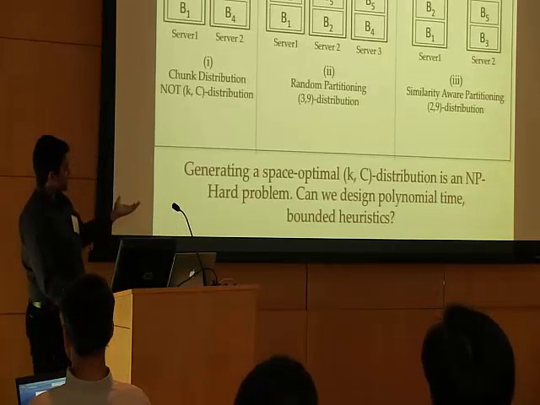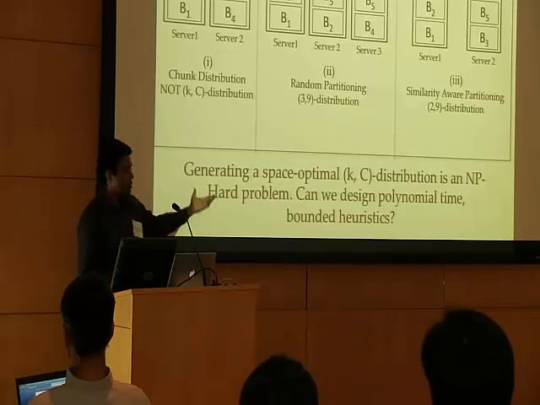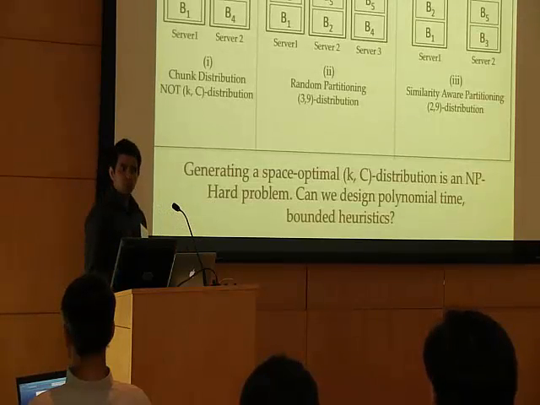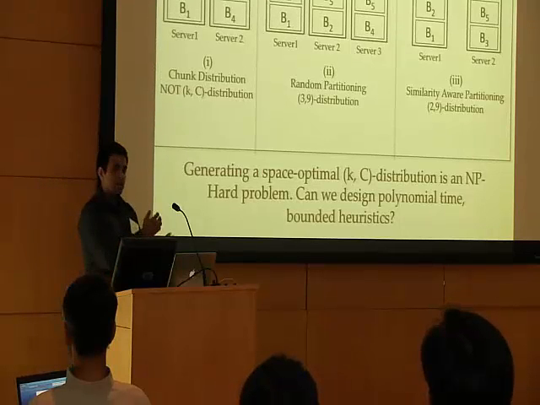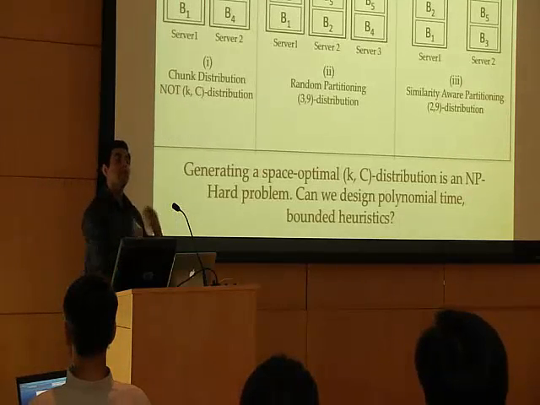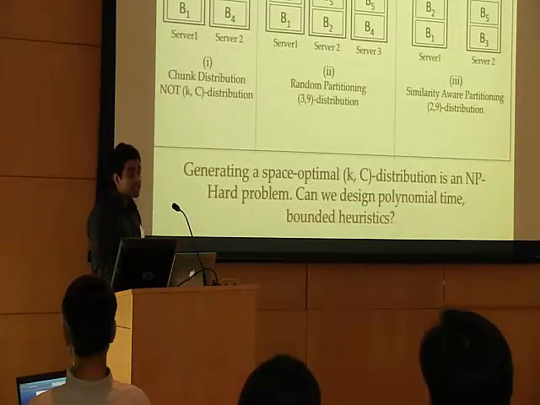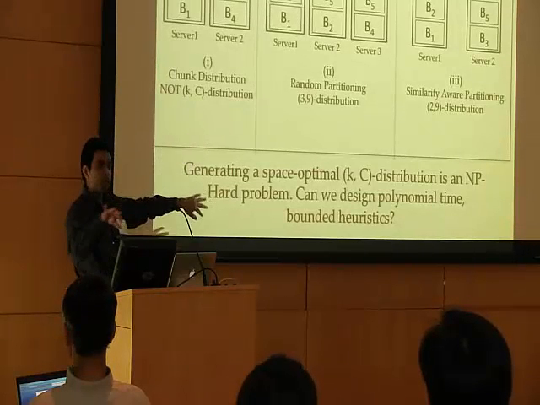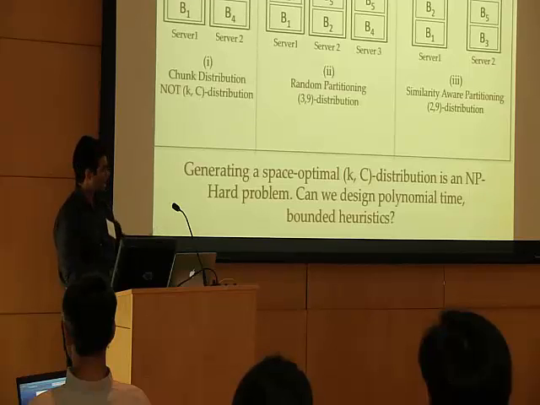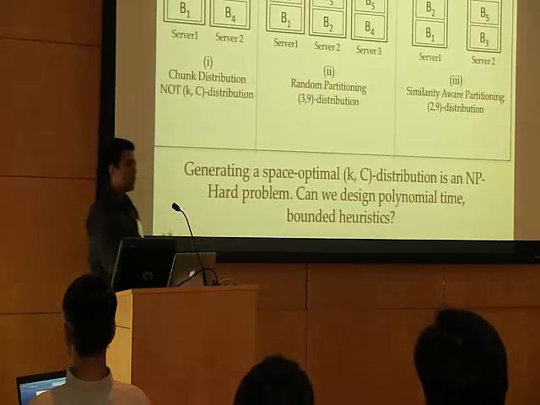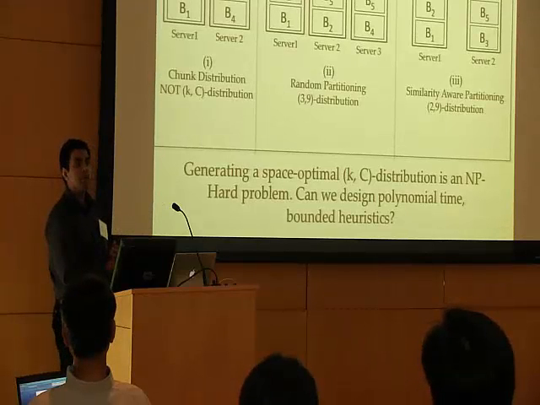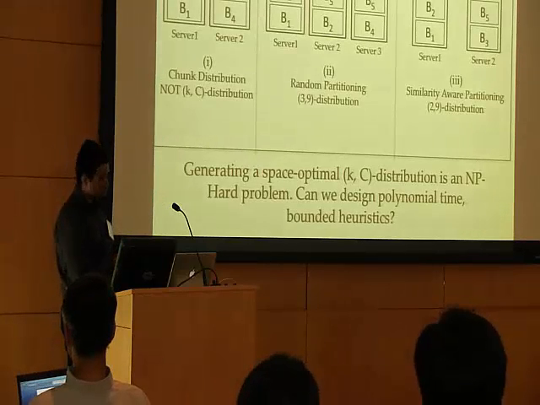So one of the first things that we had to show was that generating a space optimal KC distribution is an NP-hard problem. In general, this is not an easy problem, because deduplication demands that we look at all the files together, try to find which are the common blocks, and then try to see which kind of partitioning will keep similar files together. It's pretty straightforward to show that it's NP-hard. The main question is, can we design polynomial time and bounded heuristics for this problem?